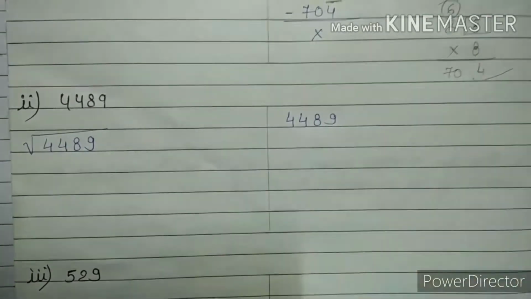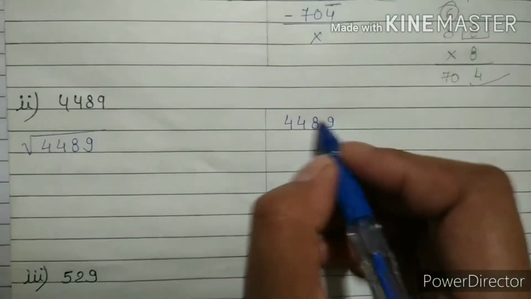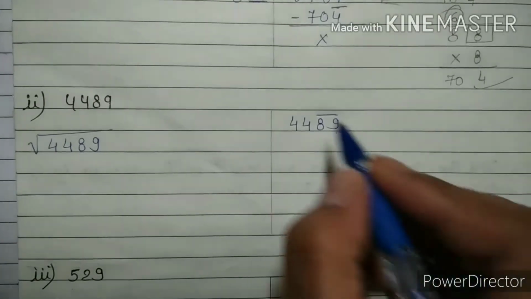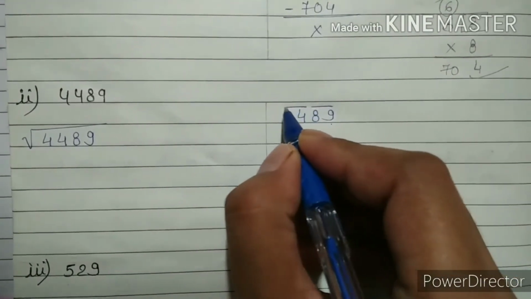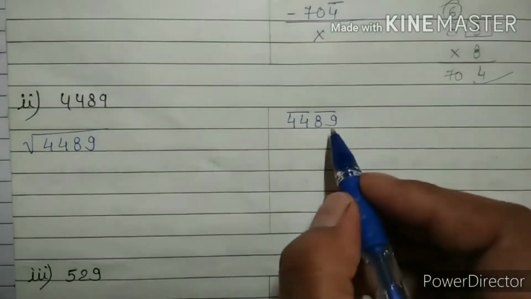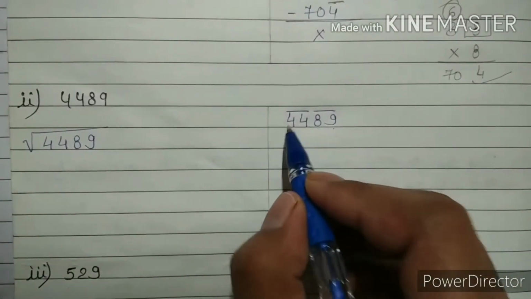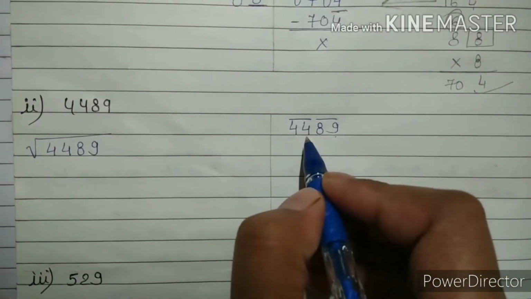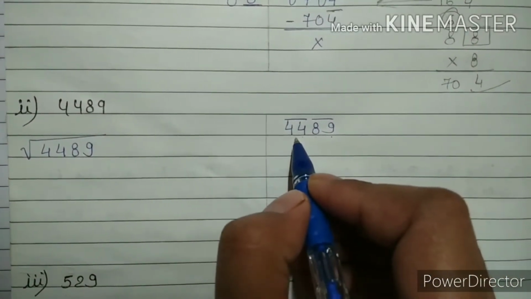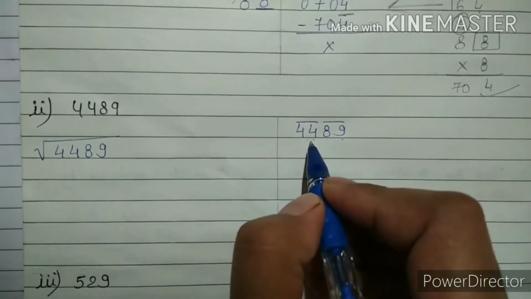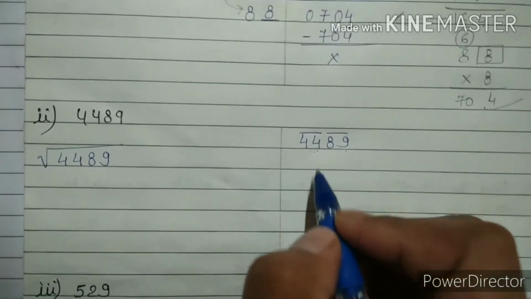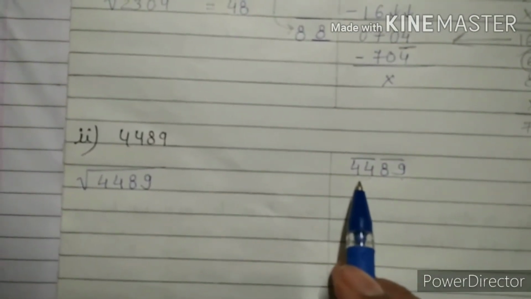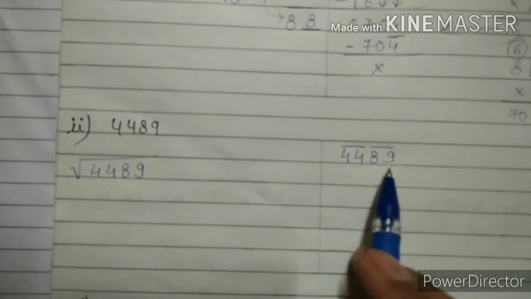Here is 4489. Now we will do the pairing from the ones. So ones, tens first pair. Hundreds and thousands will become one pair. First pair, second pair. Now we have to find the square whose square is less than or equal to 44. But we don't go greater than 44.